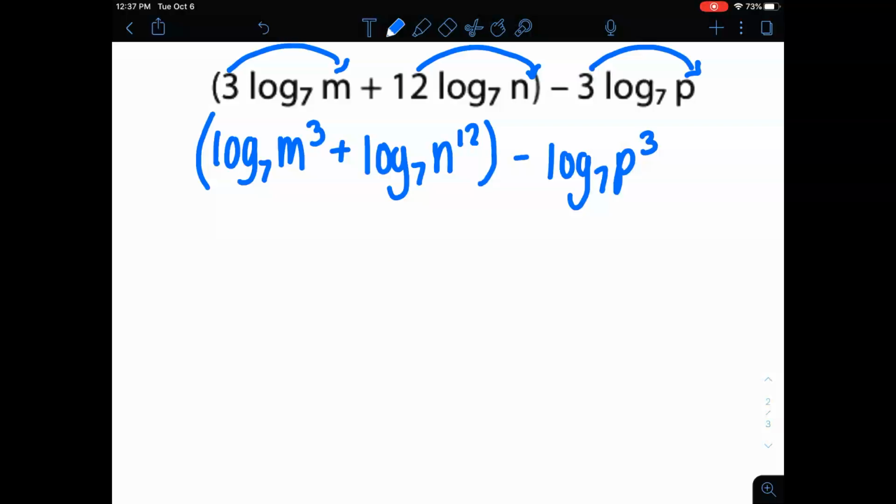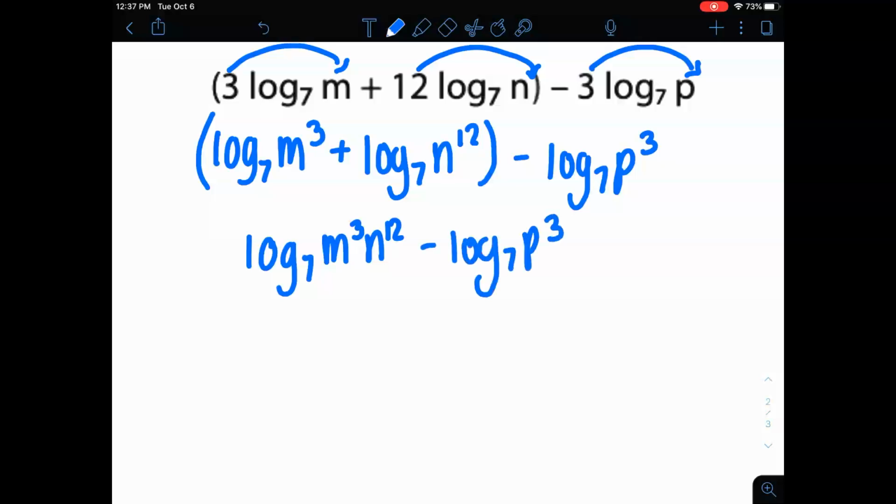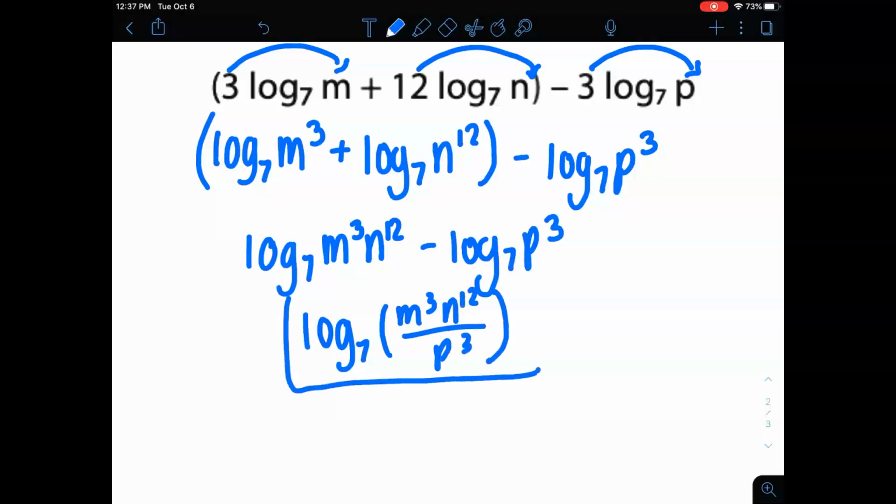Now, addressing my inside, my parentheses, again I have an addition. This is going to become a multiplication. For the sake of time, I'm going to skip a step here. Then, once we do the addition problem, we are going to do a subtraction-based problem. So again, the subtraction turns this into a fraction, with the first part being our numerator and the bottom part being our denominator. So I have m to the power of 3, n to the power of 12 divided by p cubed. And that becomes my final expression here.